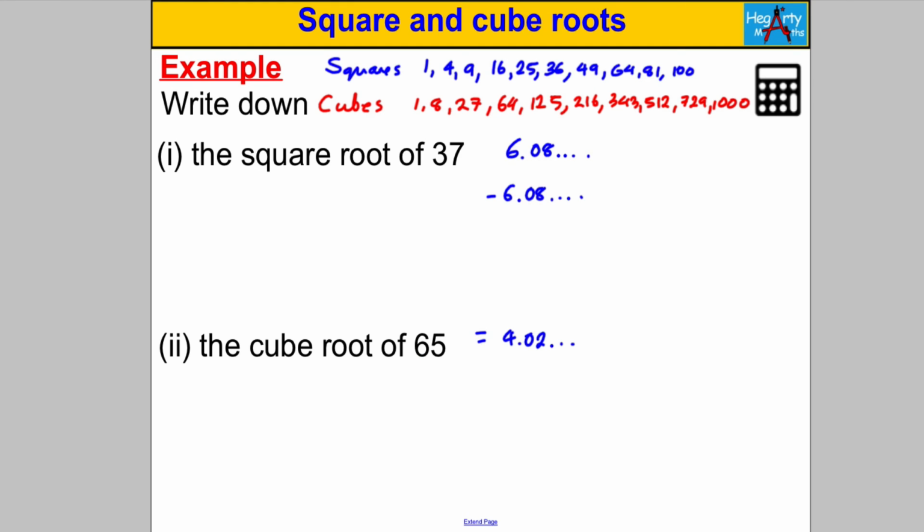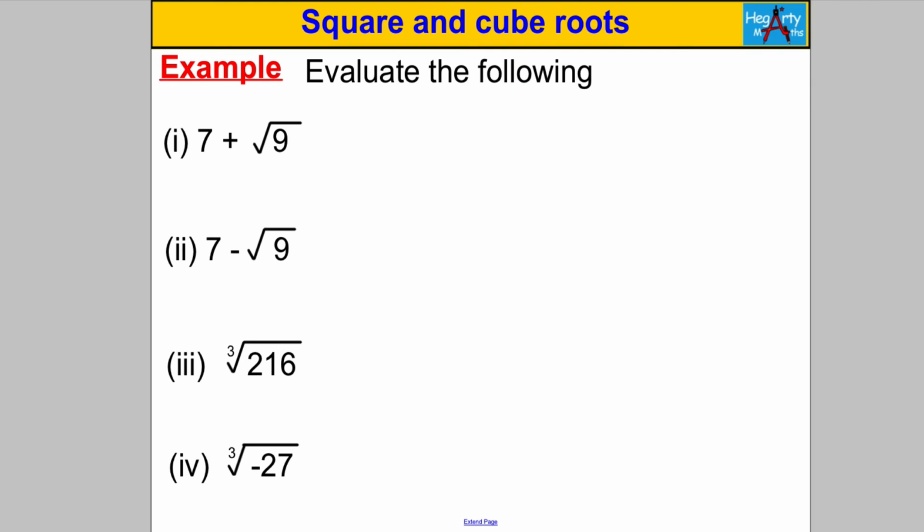So let's try another question. If someone asked us to evaluate the following, let's have a go at doing that. Here we've just seen root 9, they just want the positive root of 9, same here. So all we've got to do is say that is equal to 3, and they're asking us to work out 7 add 3, and therefore they're asking us for the answer 10. Here it's just the positive square root of 9, which is 3, and 7 take away 3 is 4.